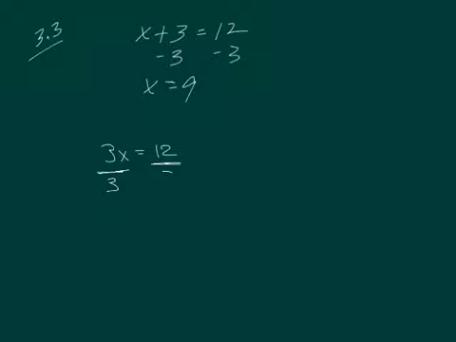And we also divide the entire other side by 3 as well, because 3 over 3 is 1. So that leaves me with 1x, or just x, so we can get rid of the 1. 12 divided by 3 is 4. So when I have 3x equals 12, we just found out that that x must be 4.